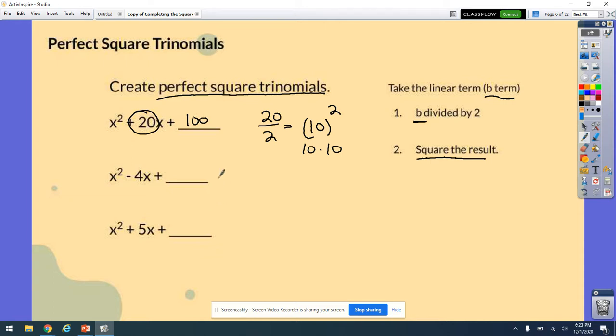So pause the video, try these two on your own, and then check back with the video and just make sure you guys have that correct. Okay, so you guys should have paused it by now, and now let's go ahead and check our work.